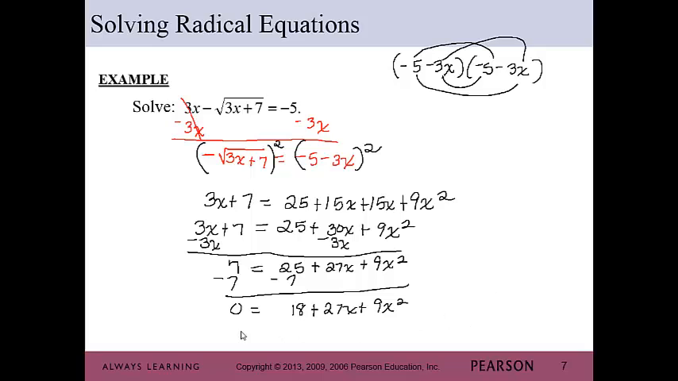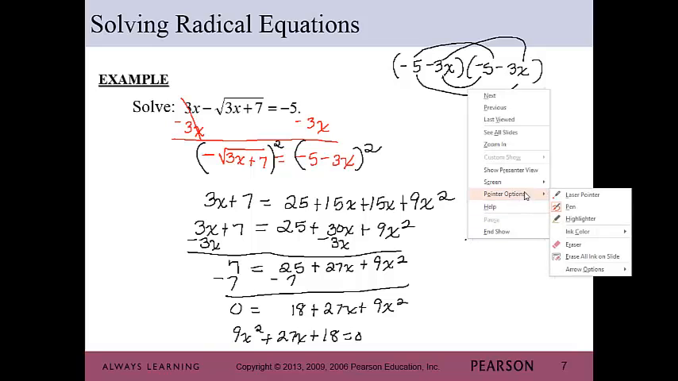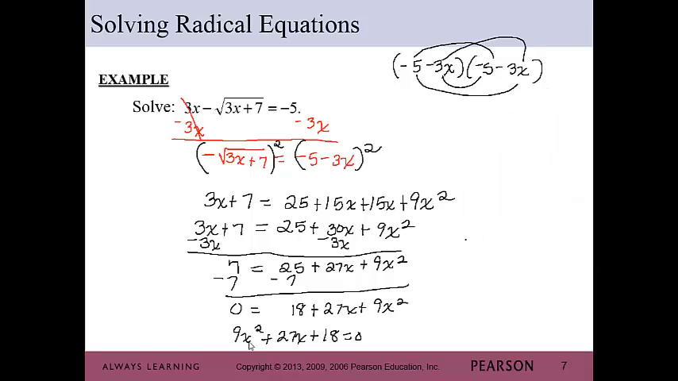And so I'm going to write it as 9x squared plus 27x plus 18 equals 0. And now we're going to factor. Right, you're going to factor. So that'll give you, okay, let's look at it. Good.